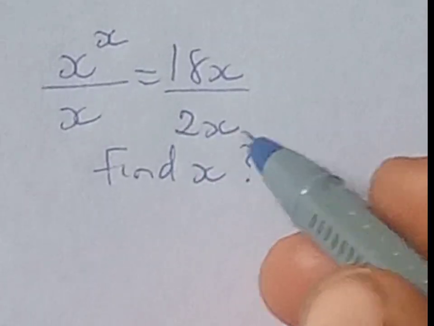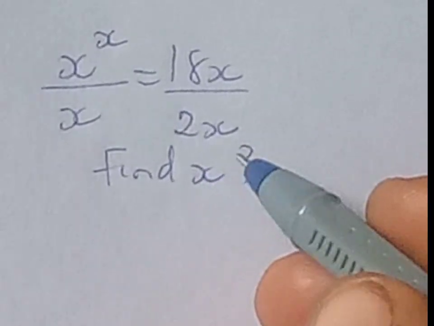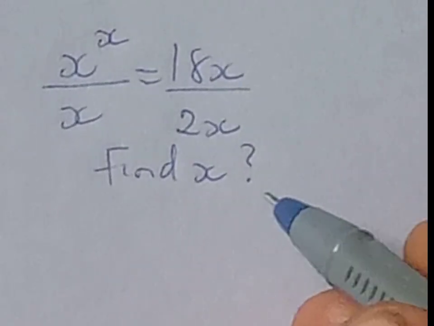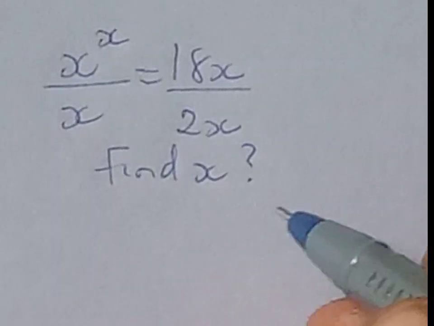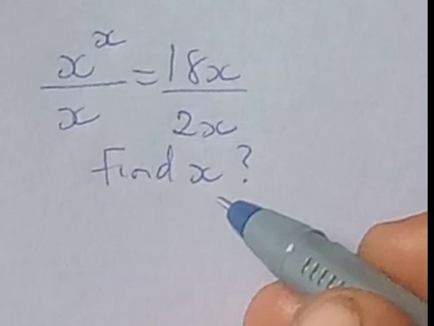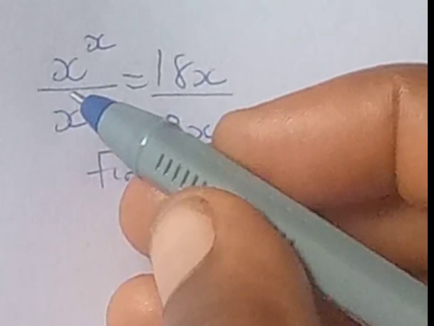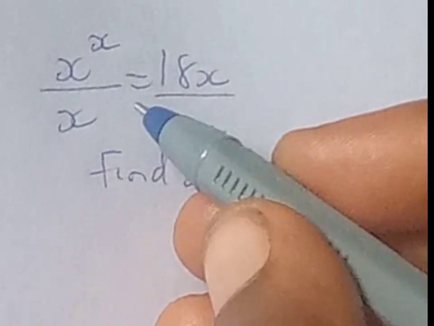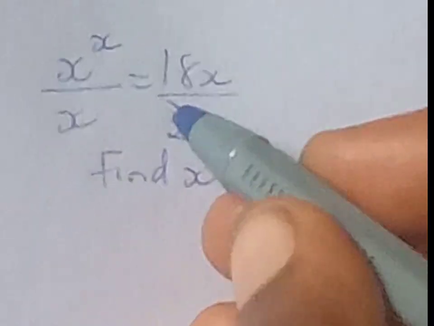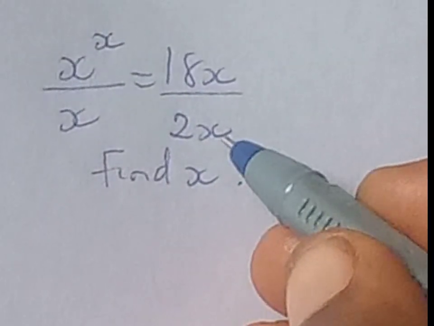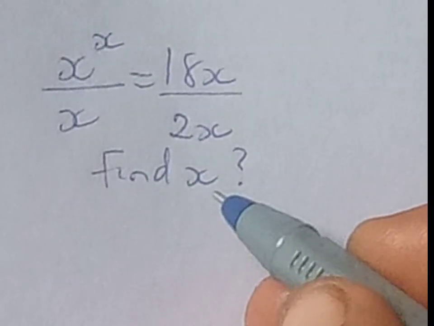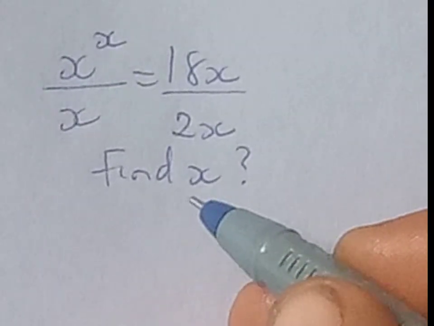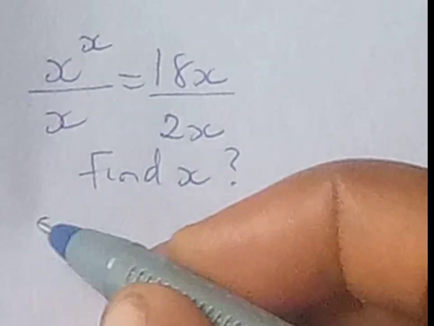This challenge looks complicated, but with a few algebra tricks you will see that it's actually much easier than it first appears. The question says x raised to the power of x divided by x equals 18x divided by 2x, and our goal here is to find the value of x. Let's solve it together step by step.